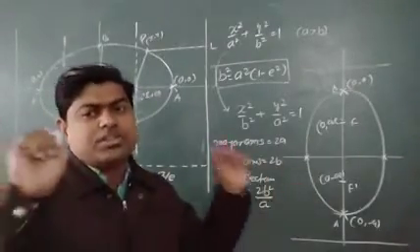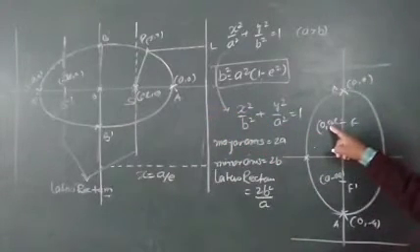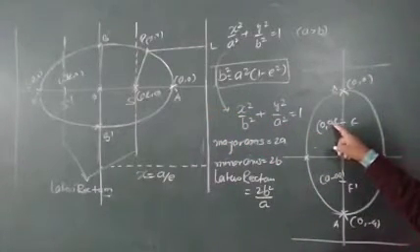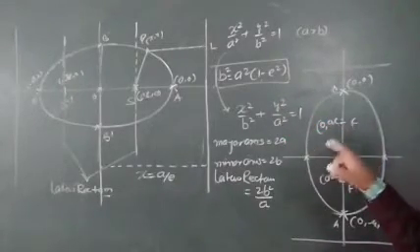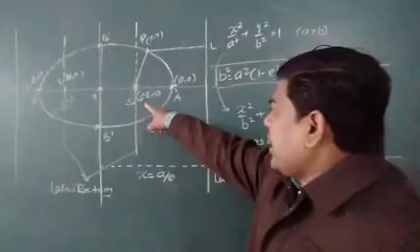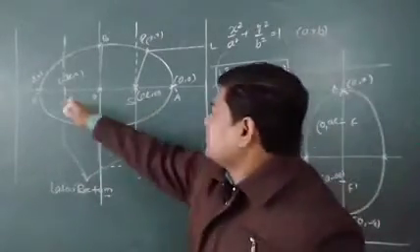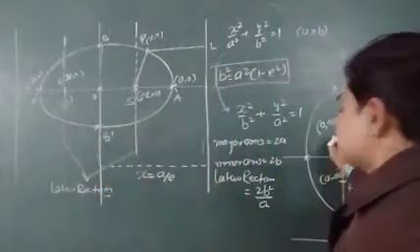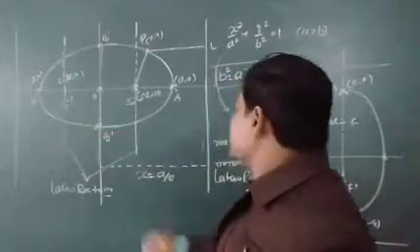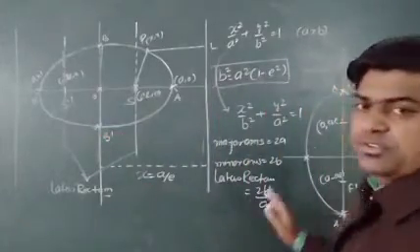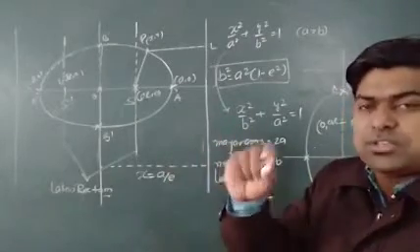Only what will change, listen to me: previously we wrote that focus is (plus minus ae, 0). Now we will write (0, plus minus ae). Here I wrote that vertices are (plus minus a, 0). This is the plus, this is the minus. Now we write (0, plus minus a). So it is because of the x-axis and y-axis.